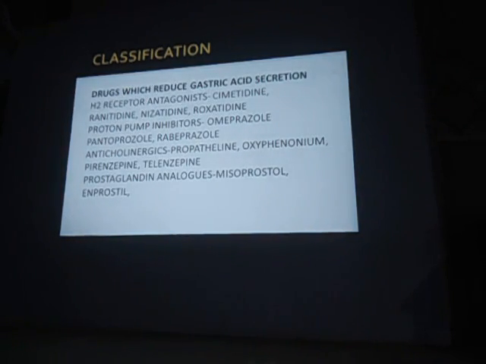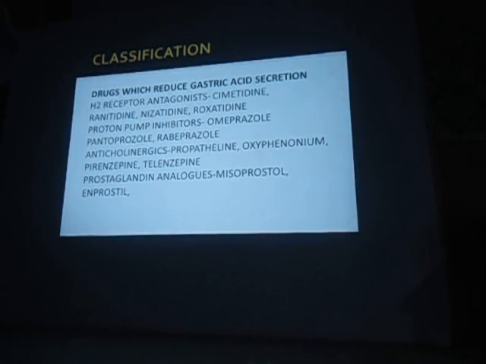Drugs which reduce the gastric acid secretion can be H2 blockers, that is cimetidine, ranitidine, roxatidine. Except for cimetidine, we have fewer side effects with the other drugs of this group, and they are well tolerated even at 5 times the therapeutic dosages. Anticholinergic drugs we use in refractory cases: propantheline or pirenzepine, which are M3 blockers, and telenzepine, which are M1 blockers.